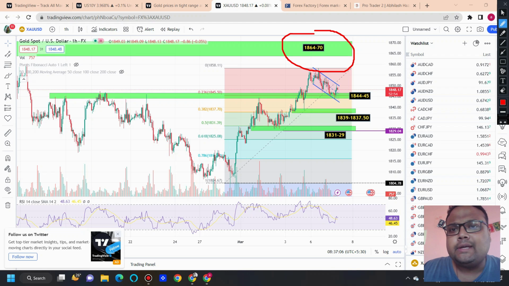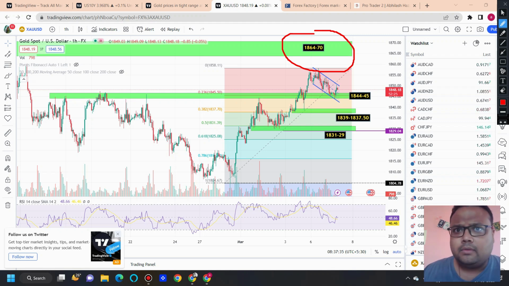So what you need to do here is that once gold enters inside the 1864-70 zone, you can just switch to a lower time frame, let's say 15 minutes time frame, and just observe the market. Once you see market showing price rejection from above, once you see market struggling around 1865, 66 or 70 level, you can look for a sell position, because 1864-70 is the next big resistance on the chart of gold.